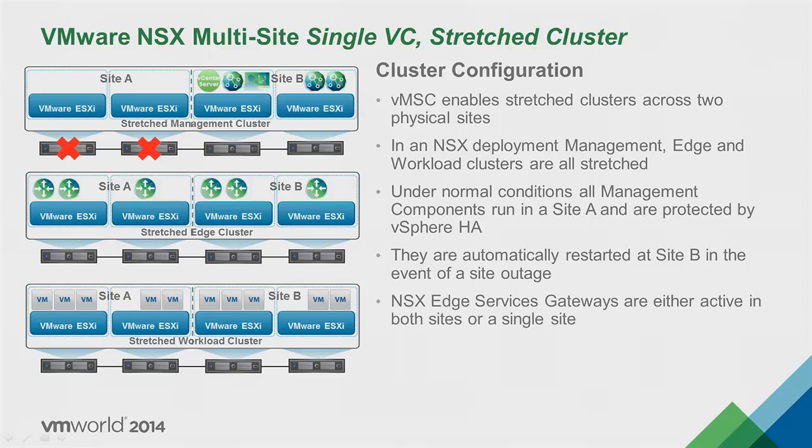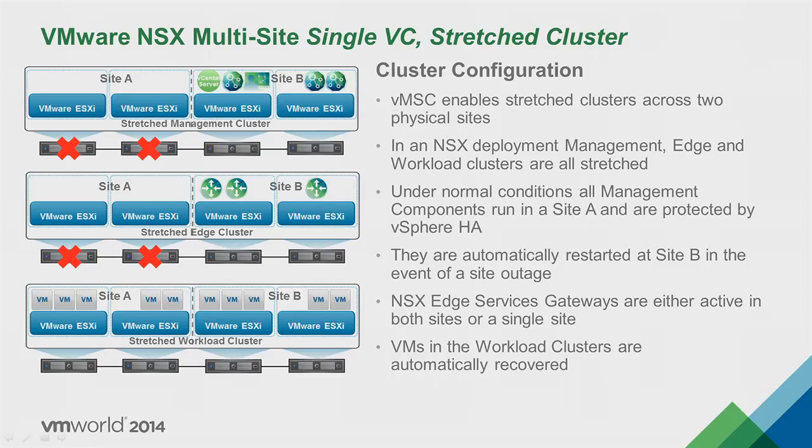So edge gateways will be active either in a single site if you're not concerned about local egress, or in both sites if you are. In that case, either they'll be failed over to site B, or actually the site B gateways will just take over for all traffic.